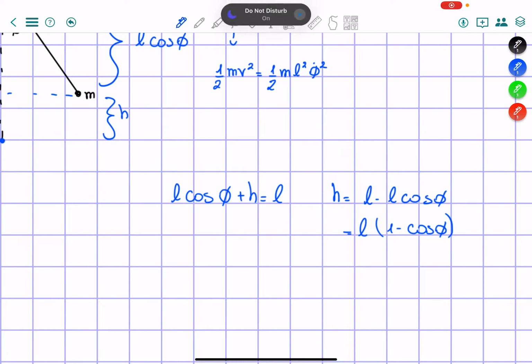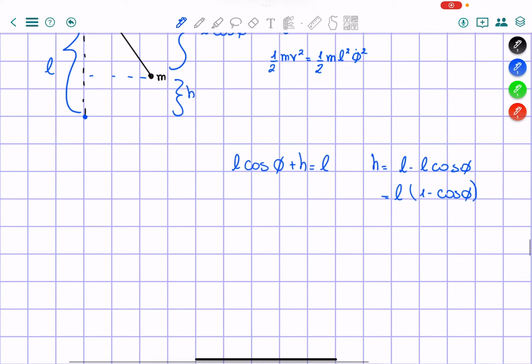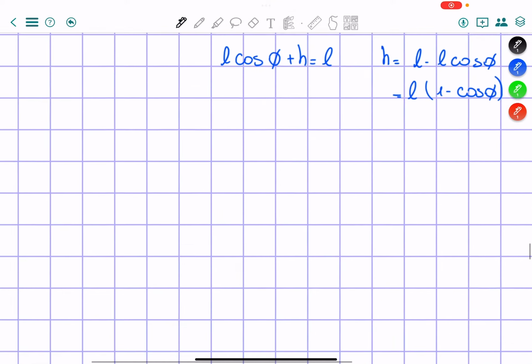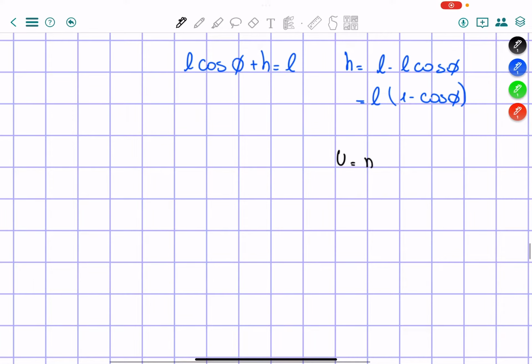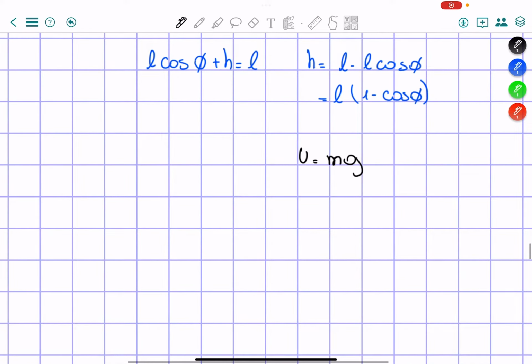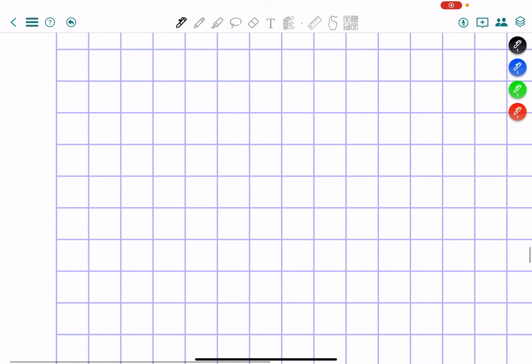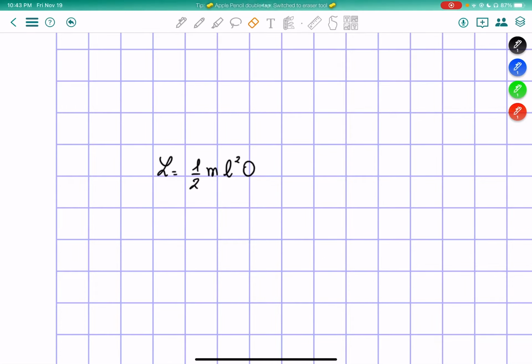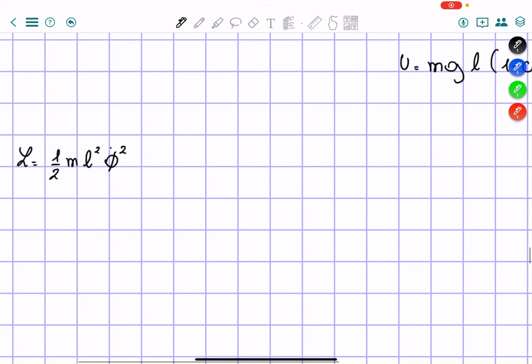Now, we can use this for our potential energy. Therefore, potential energy is going to be equal to mg, and since h is equal to this, we can say times L times 1 minus cosine of phi. Alright, now that we have our Lagrangian, let's rewrite it. So the Lagrangian is equal to 1/2 m L squared phi dot squared minus mgL times 1 minus cosine of phi.